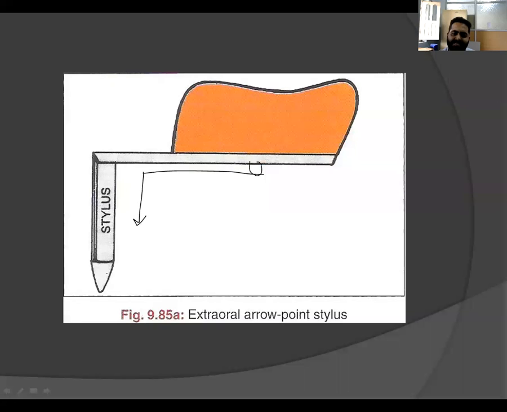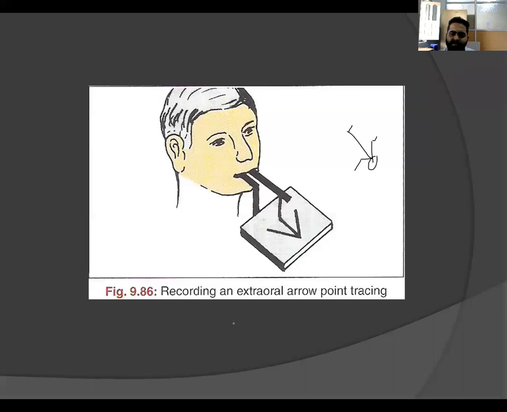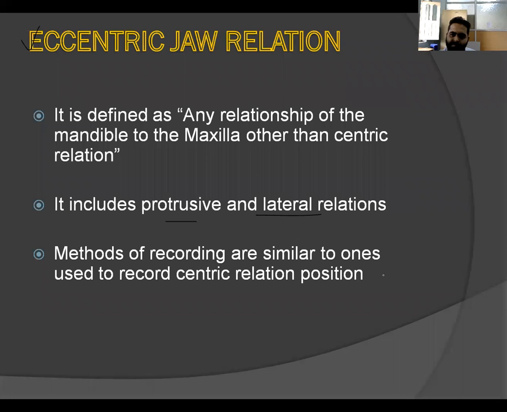So basically, the stylus will be attached to your maxillary rim, and the plate is on the mandibular rim. We ask the patient to do the movements, the protrusive movement, the lateral movement, and the anterior posterior movements to record the eccentric motions, and we get the centric relation, which will be around 6 millimeters from your protrusion. Okay. Now comes the eccentric movements.